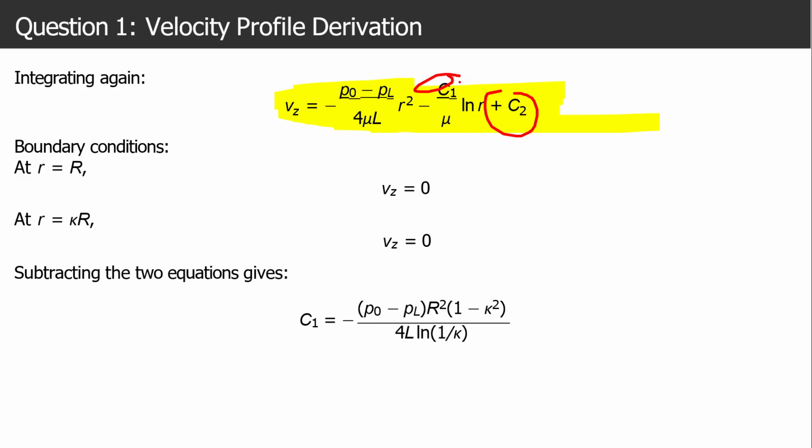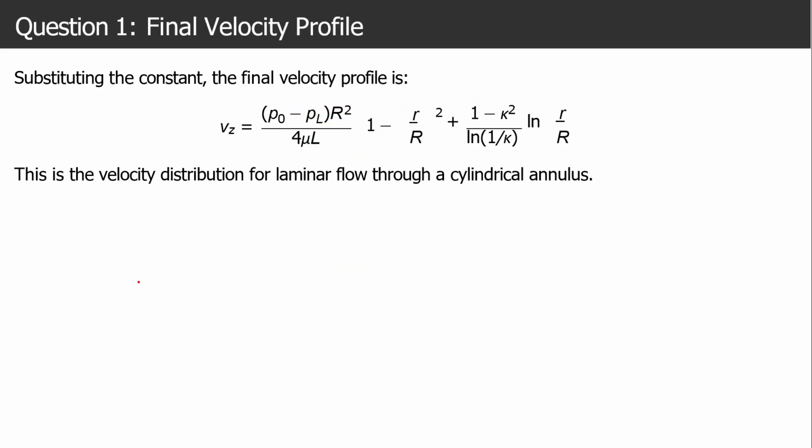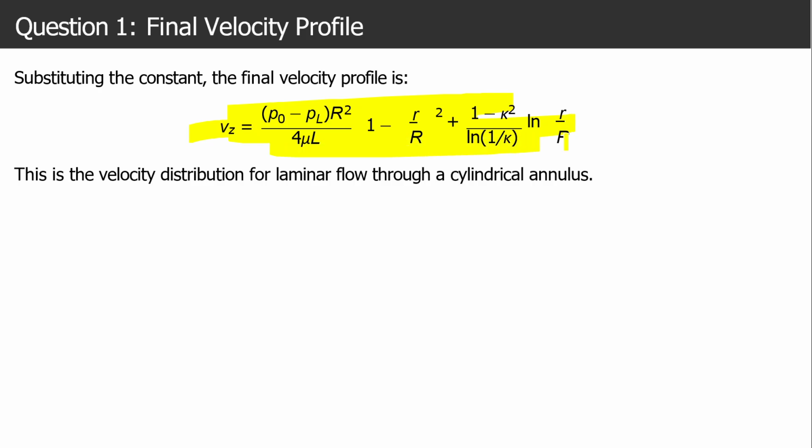Just put zero here and equate both the equations. C2 will be cancelled. We will directly get C1. Just subtract both the equations after putting the boundary condition. Put this C1 in any of the boundary conditions in this equation, and we will be getting C2. So after substituting C2 and C1, we will be getting this final expression of velocity. So that's what we were looking for.